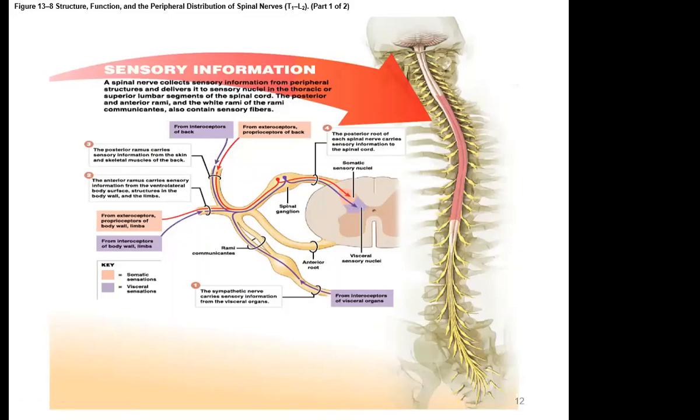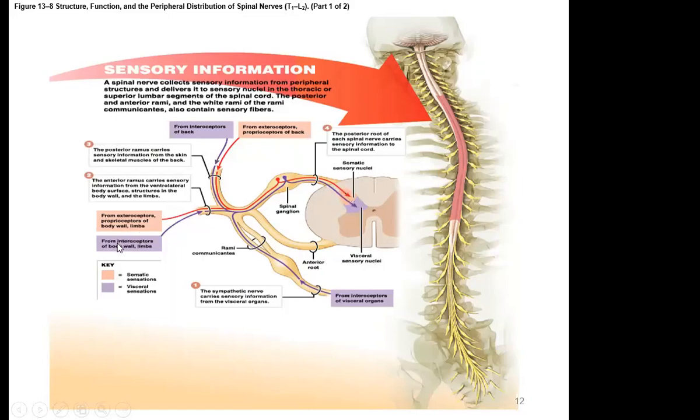VS, visceral sensory. What did we say somatic meant? Skeletal. Skeleton, right? And then visceral, what does that mean? Organs. So what that means is if we have information that's going to be coming from, let's say, the skin or the skeletal muscles, it's going to drop into this particular portion of the gray horn where you will have the somatic sensory nuclei.